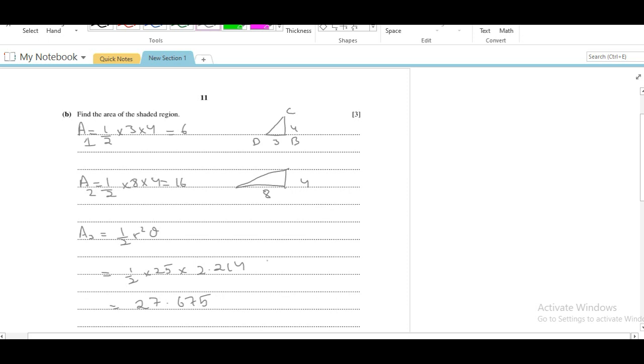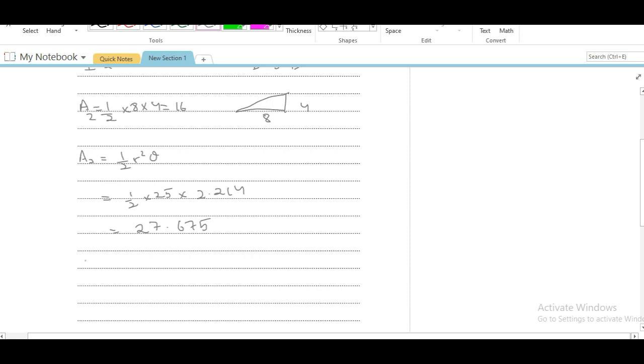Now we have found all the areas. So the area of the shaded region was equal to A1 plus A3 minus A2, which is 18.675.